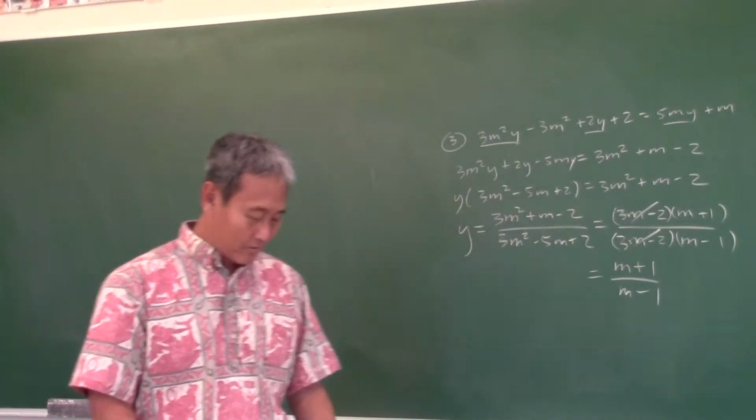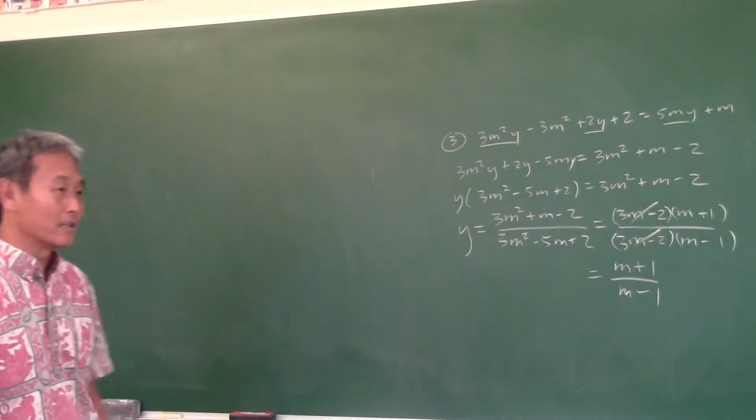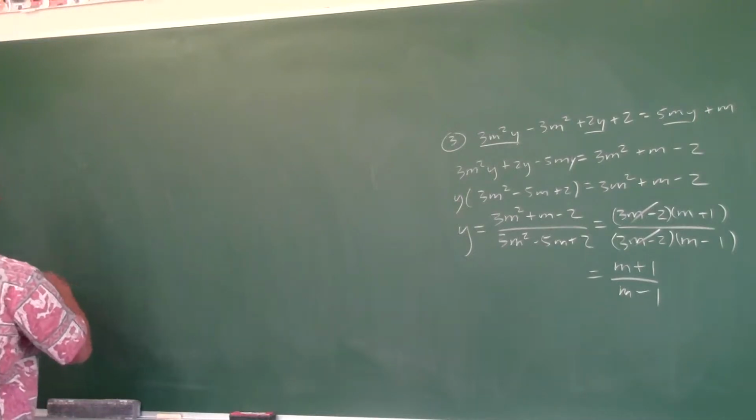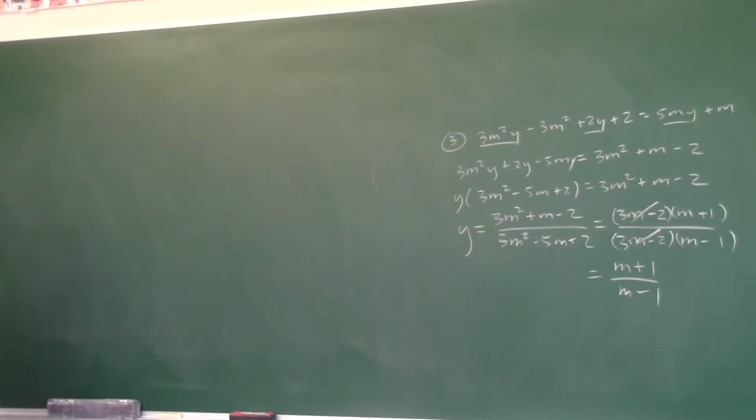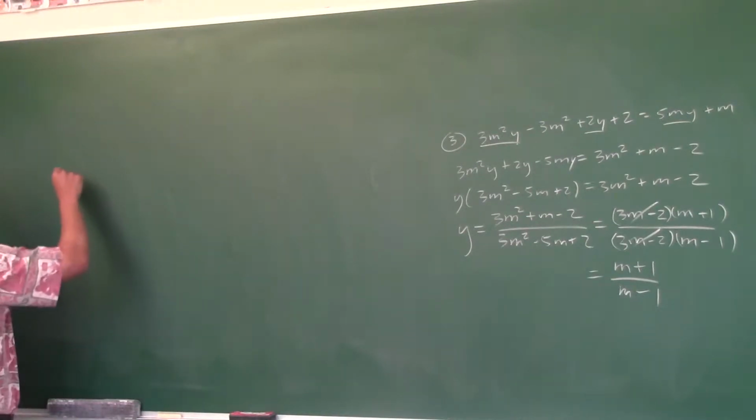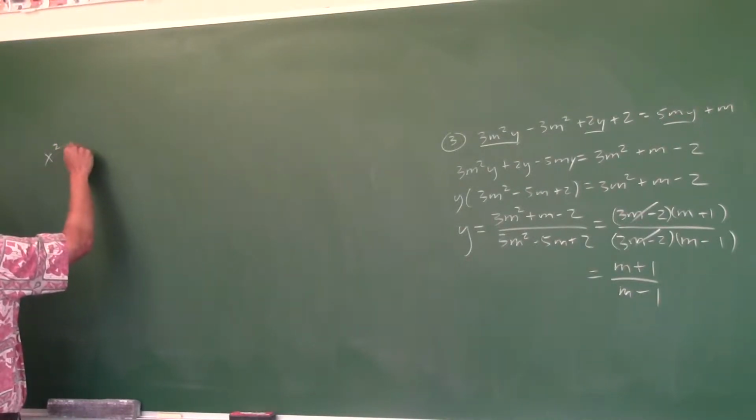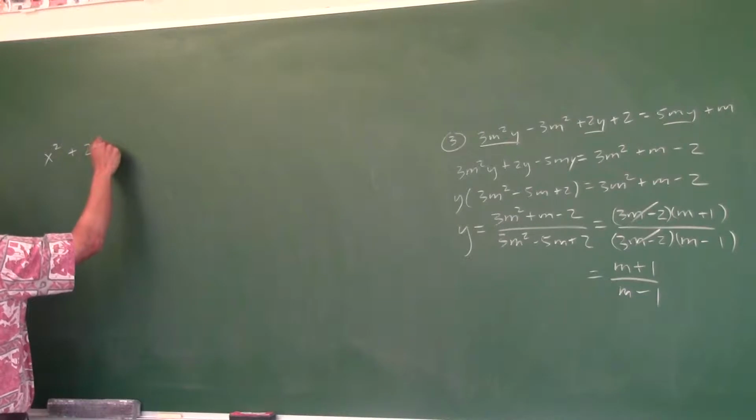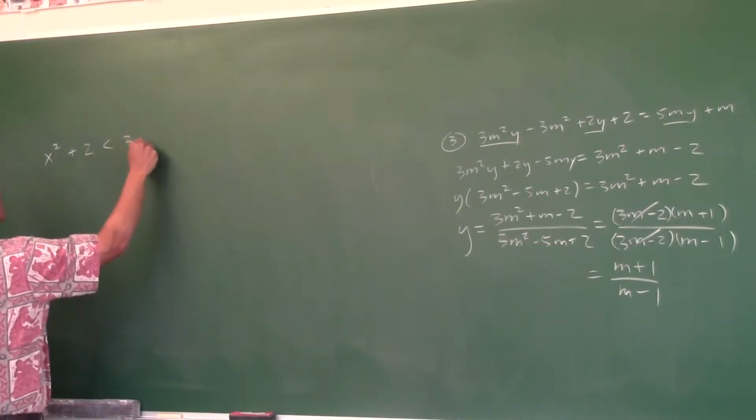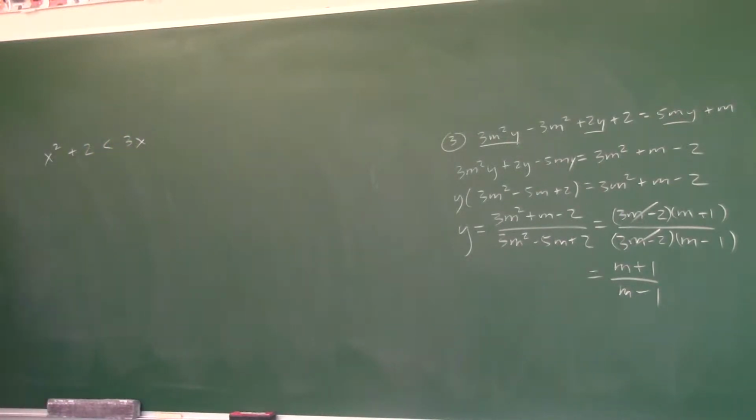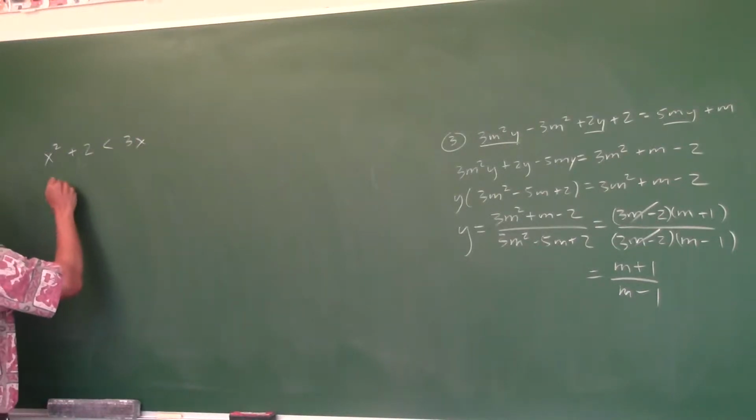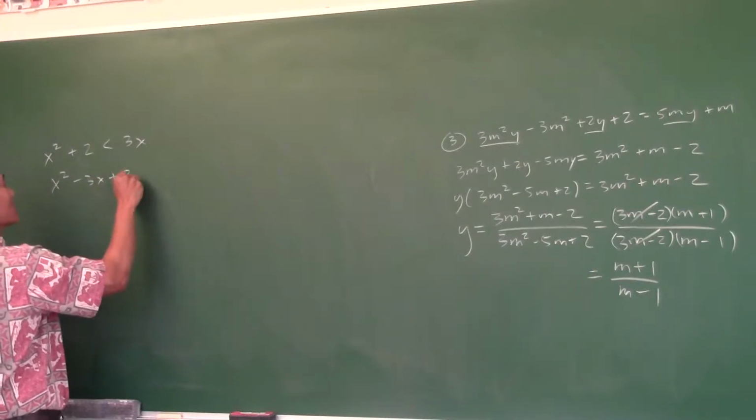Okay, and then I'm going to do event 6 now, solving inequalities and absolute value. Okay, first, the basics. How do you solve inequalities? Let me give you an example. How about something like this? X squared plus 2 is less than 3x. To solve any inequality, first step, make one side 0. X squared minus 3x plus 2 is less than 0.